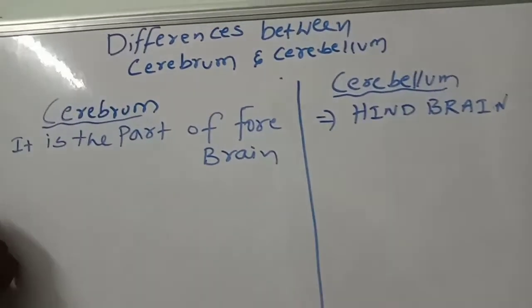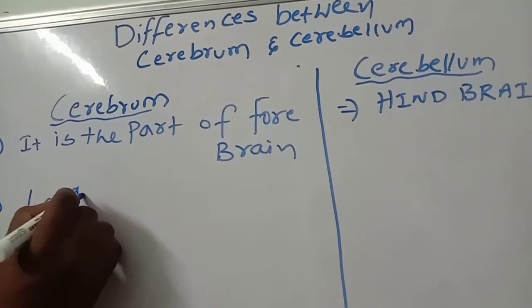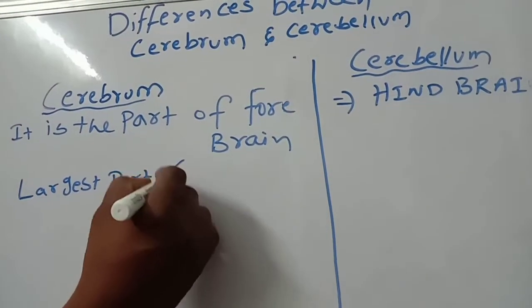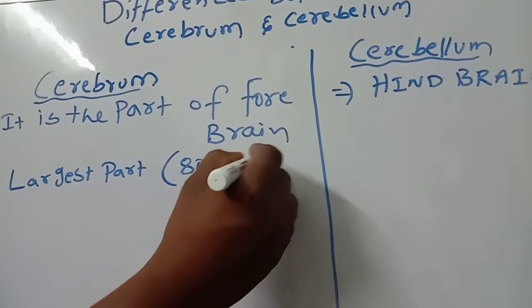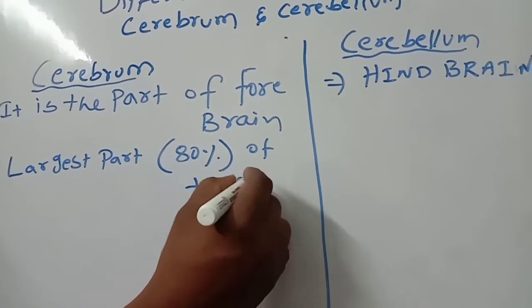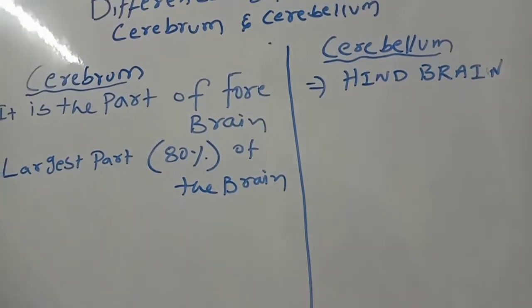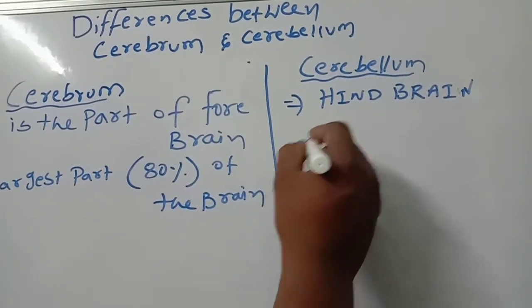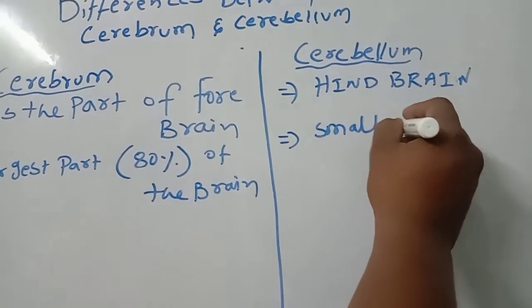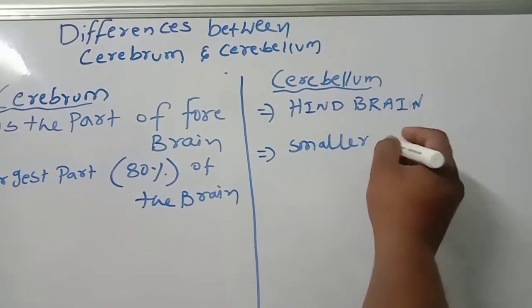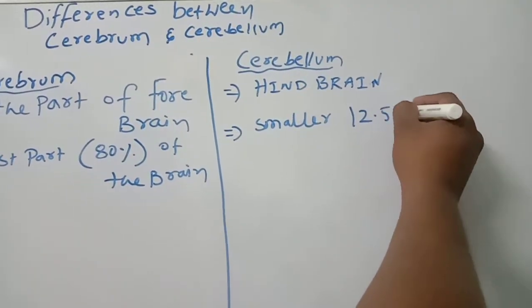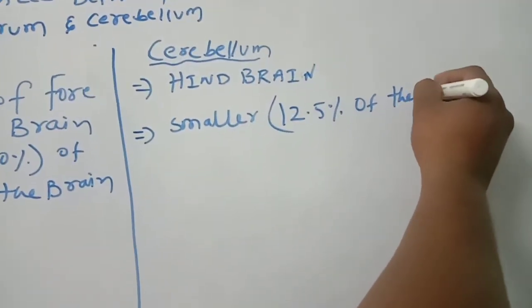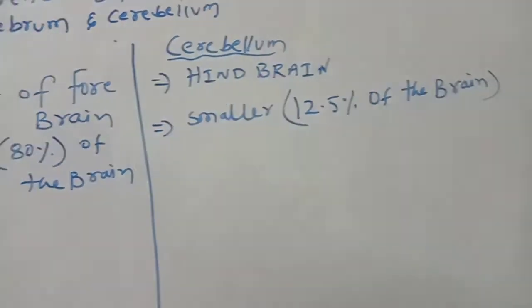It is the largest part. 80% of the brain is this one, the cerebrum. The cerebellum is much smaller. It occupies 12.5% of the brain space.